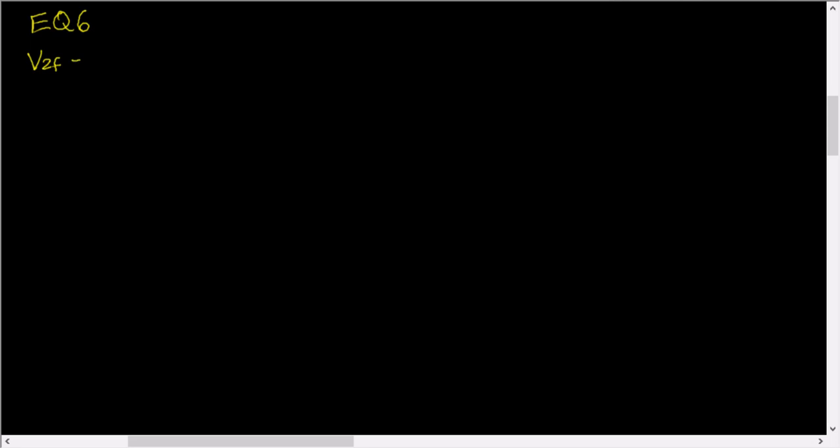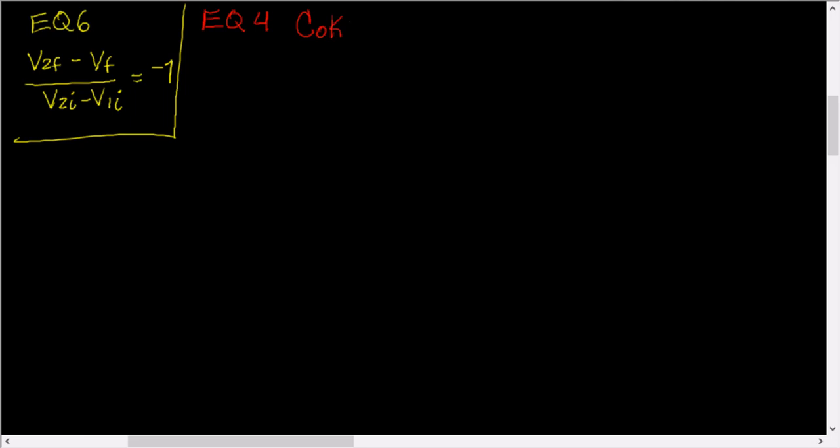So the ratio in the difference of the final and initial velocities is -1. And we're also going to use equation 4. This is the conservation of kinetic energy, or COKE. And I'm going to write it without the factor of 1/2, since there's a factor of 1/2 on every single term, it just cancels.